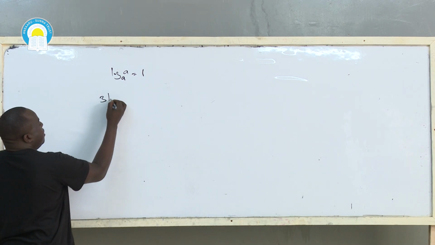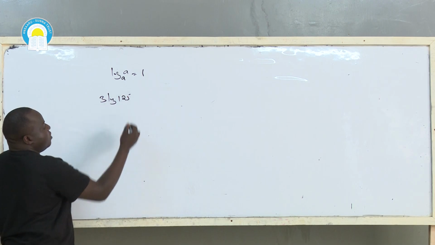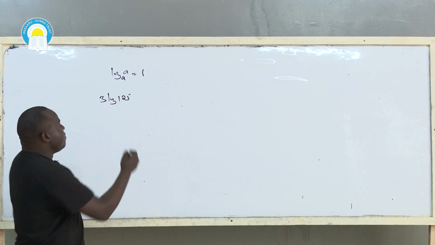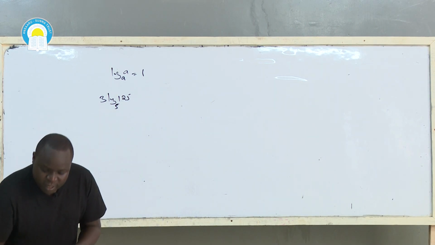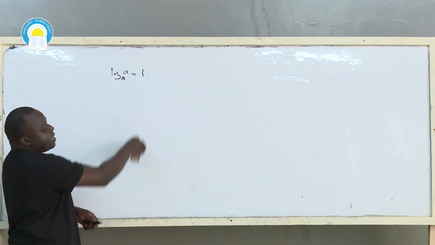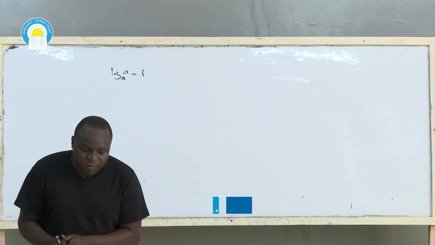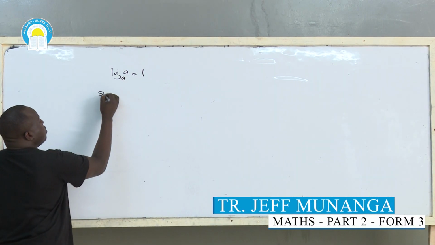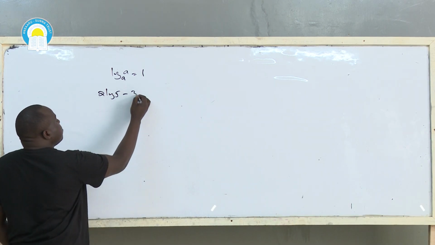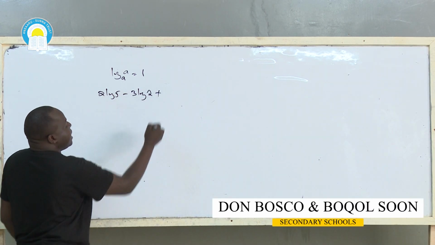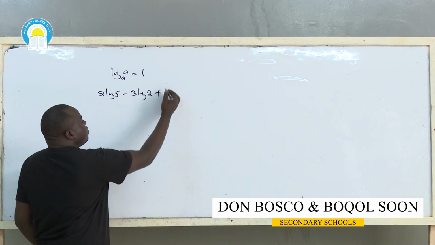Think of a question like 3 log 125 base 5. Now that, I will not use this first. Let me pick another different example first. Think of a question like 2 log 5 minus 3 log 2 plus log 32.